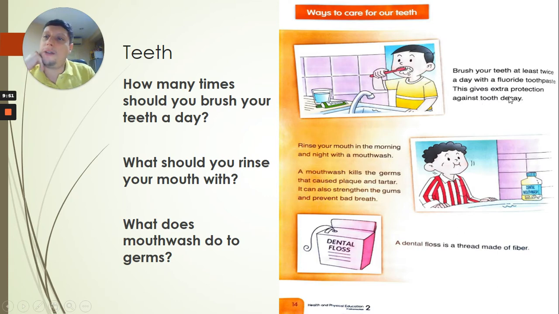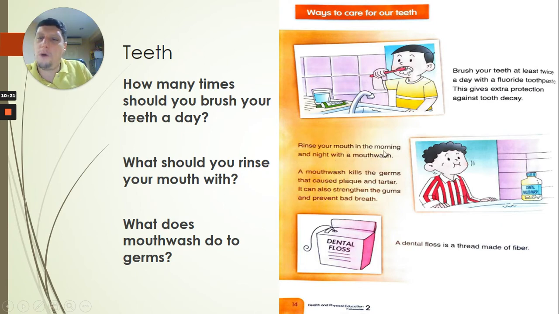Okay, we know this already. How many times should you brush your teeth? At least twice per day. 2 times per day you should be brushing your teeth. If you want extra protection, the toothpaste should have fluoride in it, okay? Fluoride is something that's added to toothpaste, which helps protect your teeth against tooth decay. So it gets rid of germs easier. It's better for your teeth.